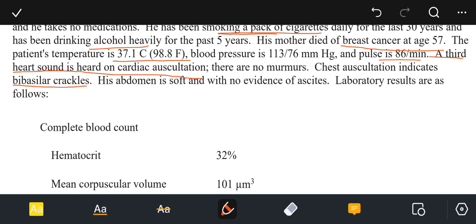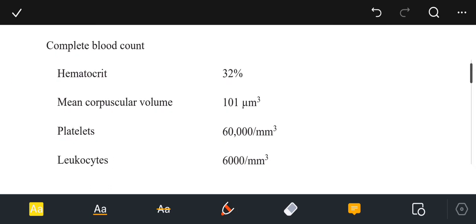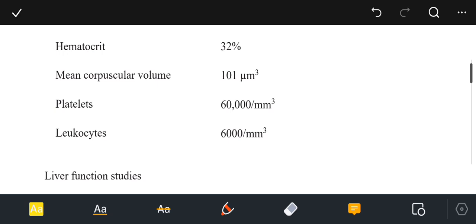Laboratory study results are as follows. Hematocrit is 32%, mean corpuscular volume is 101 micrometer cubed. The platelets are 60,000. The platelet level is very low. MCV is just mildly elevated, and hematocrit is low, although not very low.